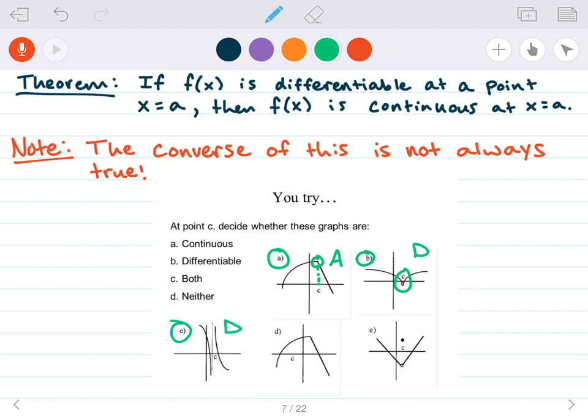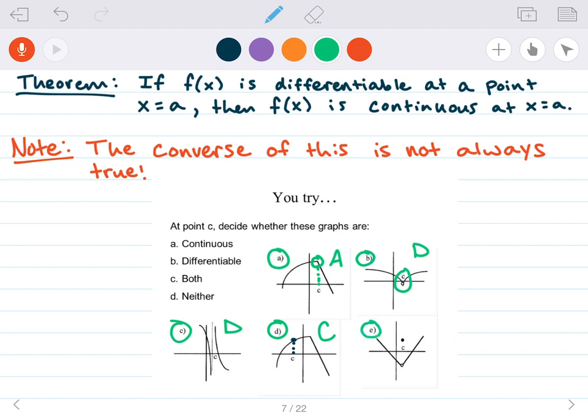All right, let's look at this guy. So here is x equals c on the curve right here. And so it appears that our function is continuous. There's no open circle or jumps or anything like that. And it also appears to be differentiable because if I erase that, notice that right here, there's no corner or anything like that to suggest that it's not differentiable. And so this is going to be both continuous and differentiable. So that's going to be C.